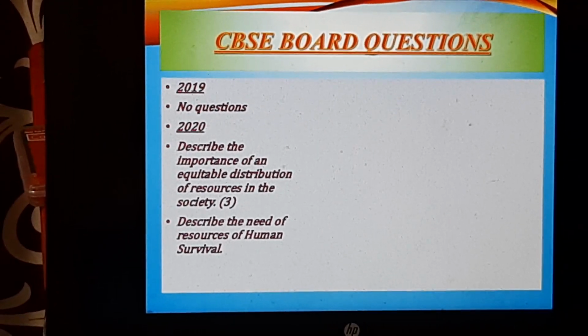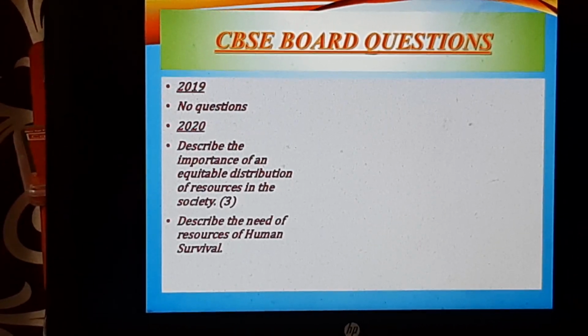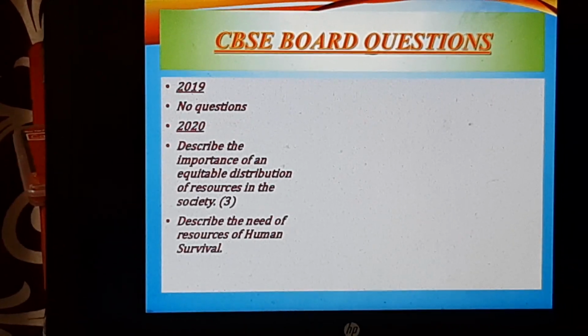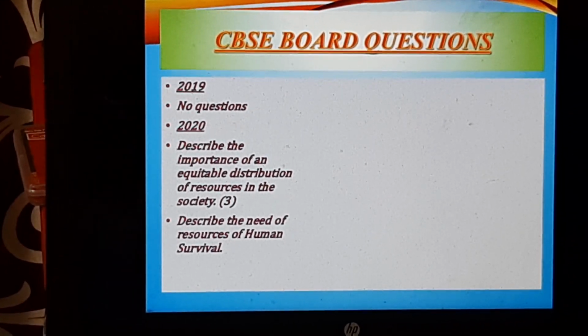Now, what will be the answer to this question? If there is equitable distribution, then the society would not be divided into haves and have-nots. Second, there will be equal consumption of the resources, or what we can say, optimum consumption of the resources. And third, there wouldn't be any sort of regional imbalance in the society. So thus it is very important to have equitable distribution of resources in the society.